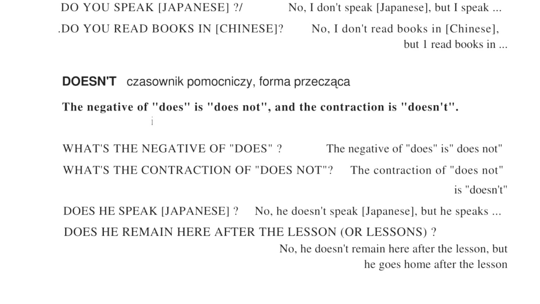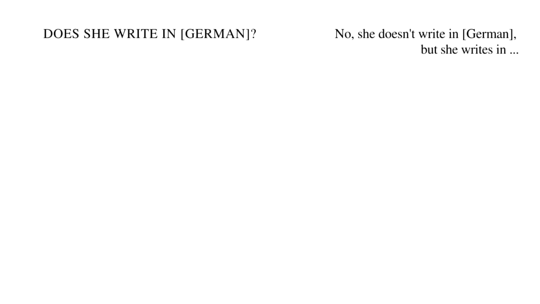Does he speak Japanese? No, he doesn't speak Japanese, but he speaks Italian. Does he remain here after the lesson? No, he doesn't remain here after the lesson, but he goes home after the lesson. Does she write in German? No, she doesn't write in German, but she writes in Italian.